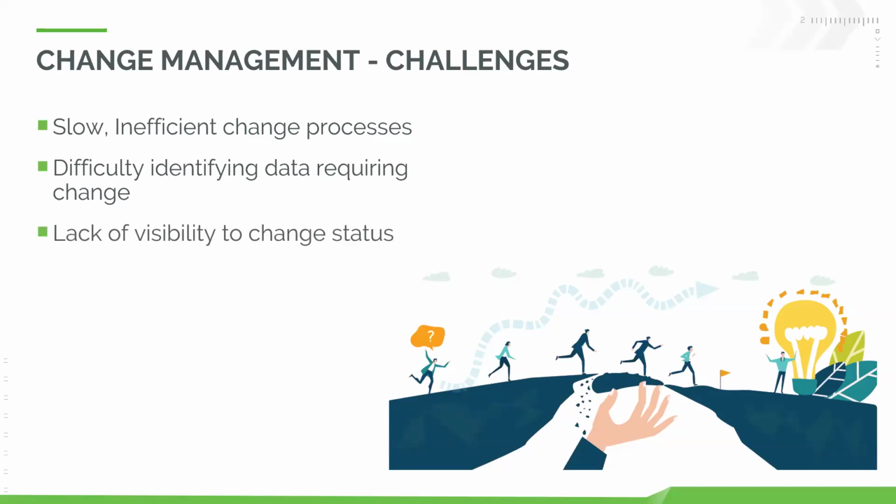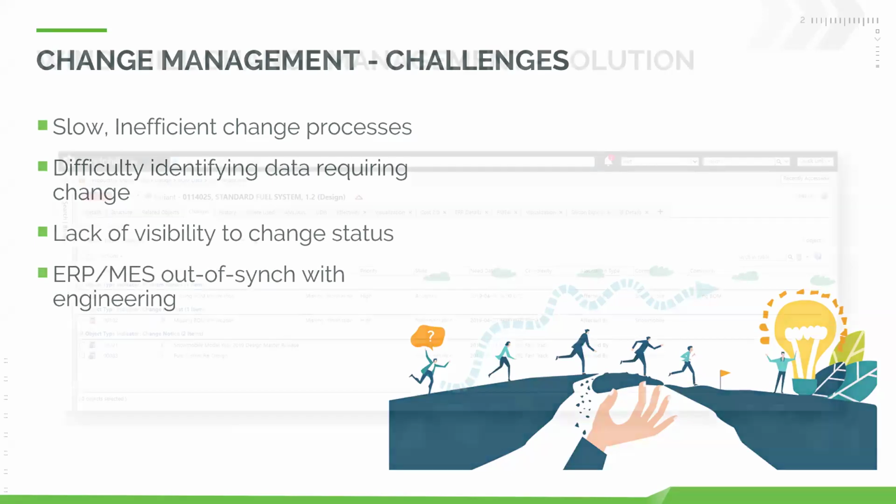It can also be very difficult to understand the status of a change: where you're currently at within a change, what changes still need to occur, and also the ERP or MES systems could be out of sync from your engineering teams. And when that happens, you're not really taking into account all of the information for a change.